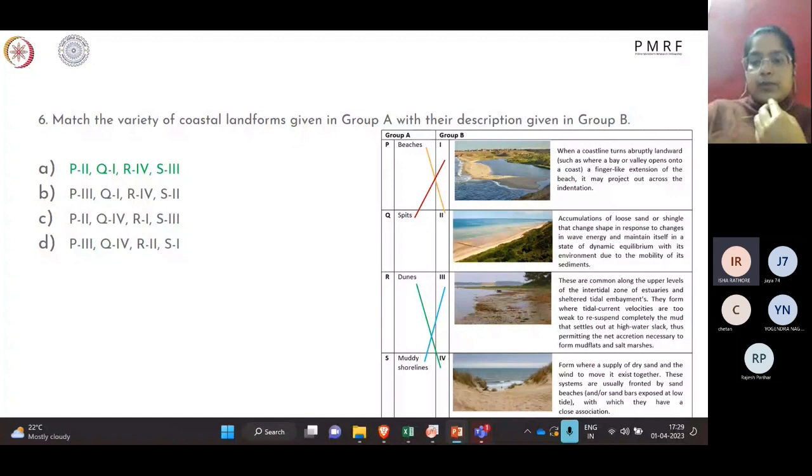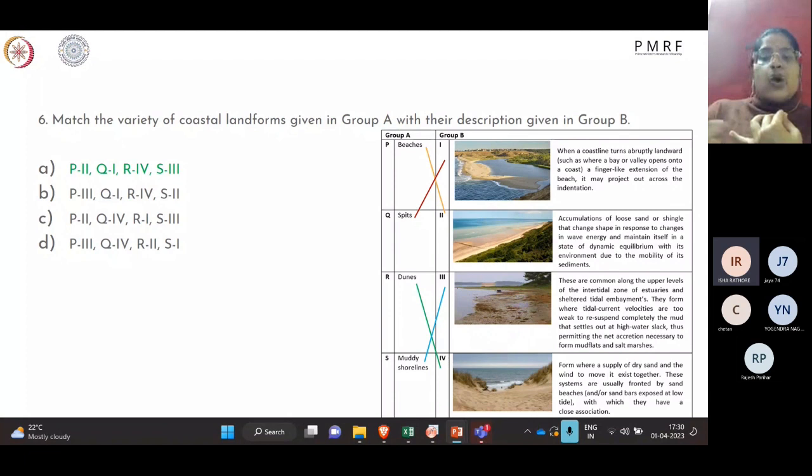Then we have Q, which is spits. So spits are basically when a coastline turns abruptly landward, such as when a bay or valley opens onto a coast. That is a finger-like extension of the beach, and it may project out across the indentation. So spits are basically landforms created by deposition of sediments in the water body. So it creates these landward coasts or a valley.